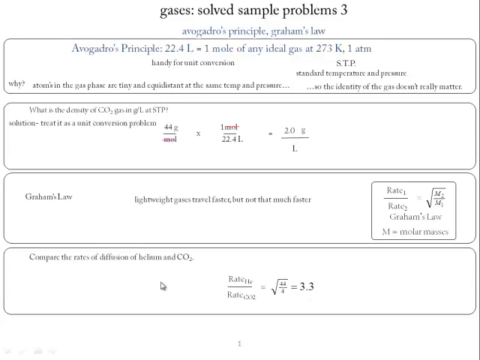There really should, this is comparing them, you should say that helium travels 3.3 times as fast as carbon dioxide at the same temperature and pressure, and obviously for the same number of molecules. This is Screencast 10.6.